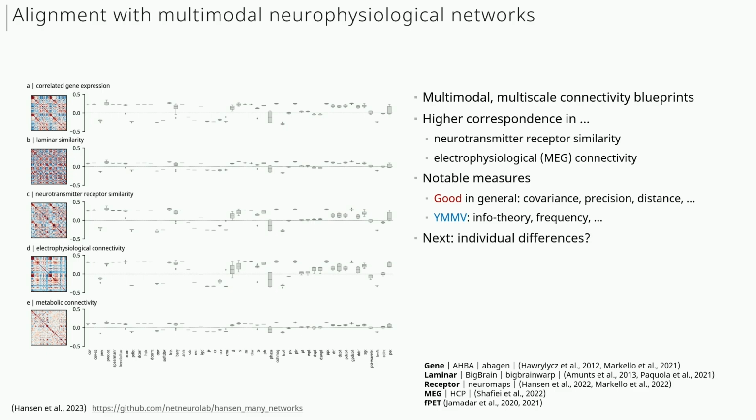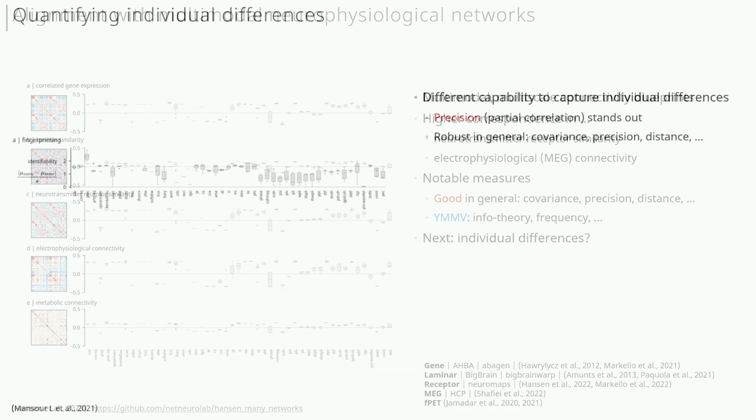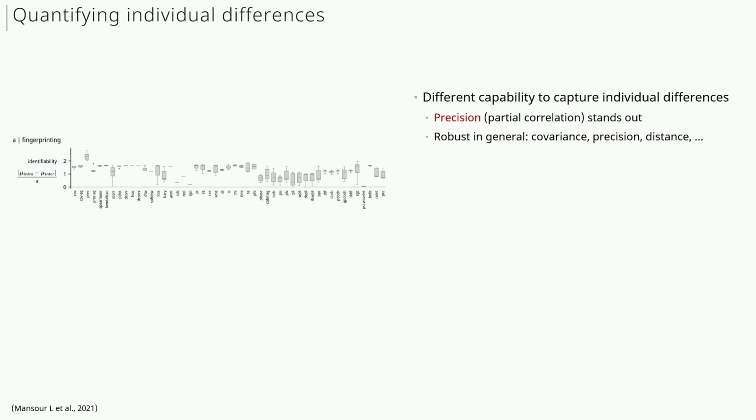And after studying these more group-level results, we next turn to some individual-level features, and we first test how well they can be used to tell apart individuals, which is a popular analysis known as fingerprinting. We calculated this identifiability index and found that precision, which partial correlation belongs to, really stands out in this one. This is surprising, but also consistent with many previous reports saying partial correlation might be better at prediction and telling between individuals. And meanwhile, covariance, where Pearson's correlation is, is in general pretty robust.